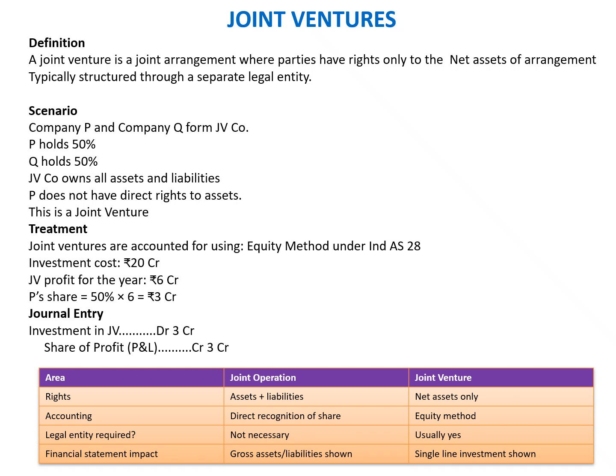So a joint venture is a joint arrangement where parties have rights only to the net assets of the arrangement, typically structured through a separate legal entity. The scenario here: company P and company Q have a JV, and P holds 50%, Q holds 50%. The JV company owns all the assets and the liabilities. P does not have direct rights to the assets, and this is a joint venture. So what do we have to do then? Joint ventures are accounted for using the equity method, which is in line with Ind AS 28.